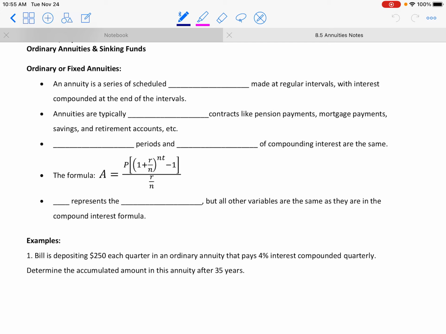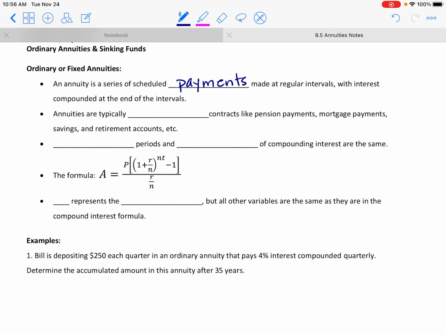So an annuity is basically a series of scheduled payments made at regular intervals, and the interest is compounded at the end of every interval. So it's very similar to compound interest, where let's say you put in some principal amount and you're compounding 4% interest quarterly. The difference is with an annuity, instead of just putting in some principal amount and letting it sit, and if you so choose, adding to that principal at any point you'd like, with an annuity, every interval that you compound interest, you're also going to be making a payment.